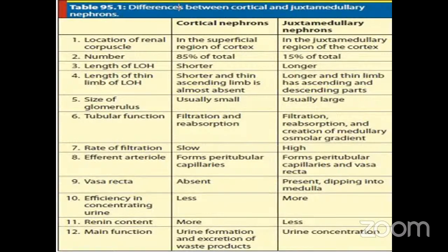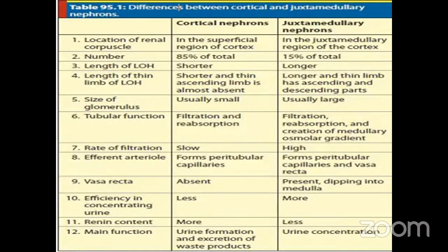There is a difference between the cortical and juxtamedullary nephron. In location, the cortical nephron is placed in the superficial region of the cortex, the juxtamedullary in the juxtamedullary region. Cortical nephrons are 85%, juxtamedullary are fewer, only about 15%. The loop of Henle is short in the cortical nephron and long in the juxtamedullary nephron. The thin ascending limb is almost absent in the cortical nephron. In the juxtamedullary nephron, both descending and ascending limbs are present. Tubular function in the cortical nephron is filtration and reabsorption; in the juxtamedullary nephron it is filtration, reabsorption, and creation of the medullary osmolar gradient.